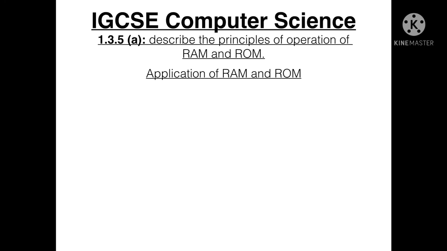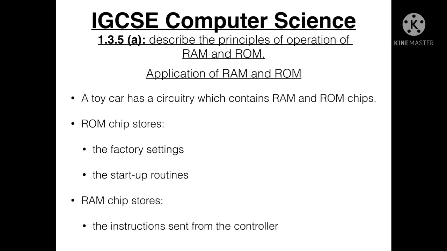So let's go back here, because I think I kind of rushed this. The ROM, remember, is read-only memory. You store stuff in it. When you make the toy car, you put the startup instructions inside that ROM chip. So it's only read from, it's never written to. That's pretty much what starts up the toy car. The RAM chip stores whatever is currently being used, so the instructions sent from the controller. And yeah, that's pretty much it. There's nothing much to know about, but hopefully you get an understanding of how this works.